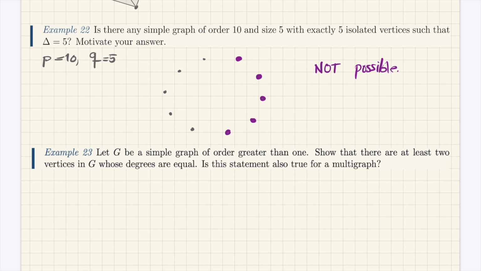This is a very nice problem. I want you to think a little bit about that. It tells you: let G be a simple graph of order greater than 1. Show that there are at least two vertices in G whose degrees are equal. Is this statement also true for a multigraph? Now, first, forget about the second part. It is very interesting. It doesn't matter how you draw your simple graph. If you find the degree of all vertices, at least two numbers are the same in this list. You want to argue for that.